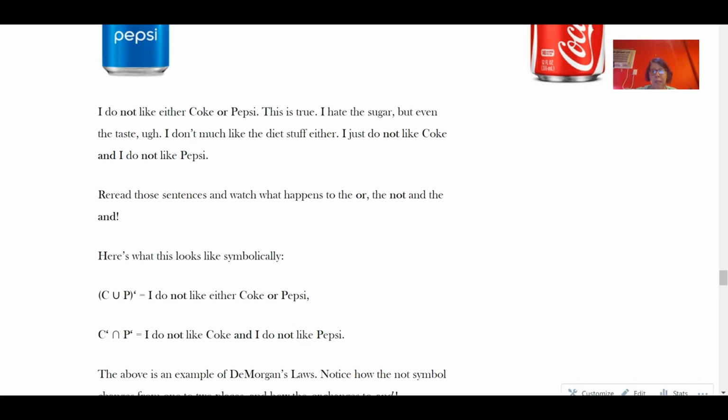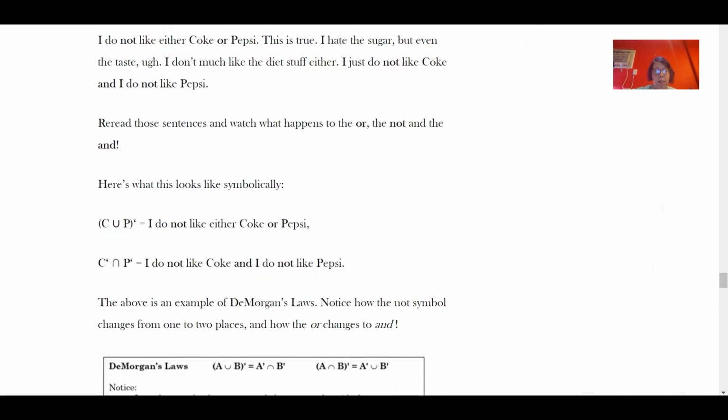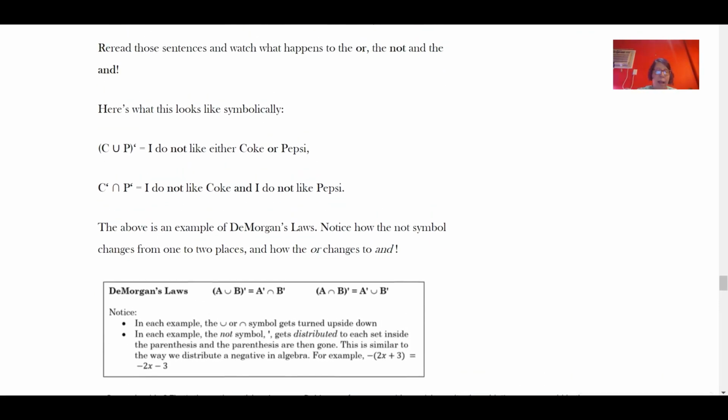And so this is an example of what's called De Morgan's laws. Officially it's usually done with A and B instead of Coke and Pepsi, just generic sets. And look at what happens to the union symbol: it turns upside down and becomes an intersection. And here, the intersection symbol turns upside down and becomes a union. And this not gets distributed to both parts. So it starts out on the outside and then gets distributed, just like when you distribute the negative sign when it's outside parentheses. It's the same idea.